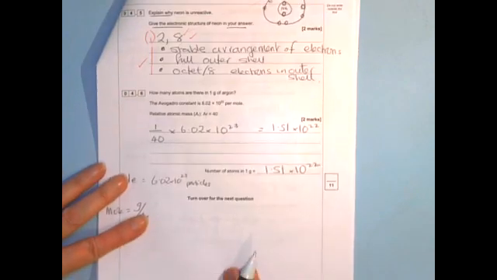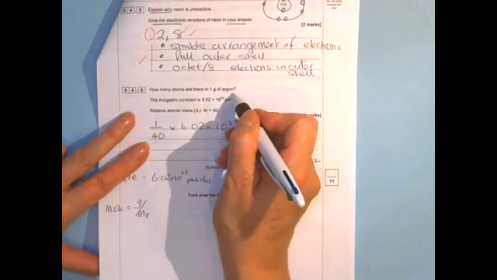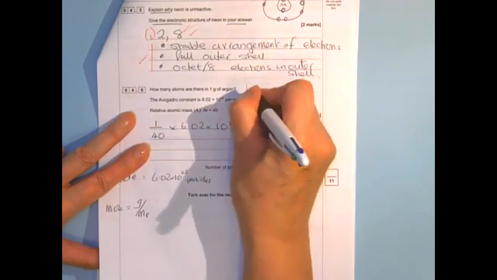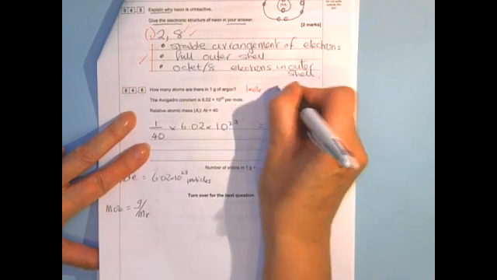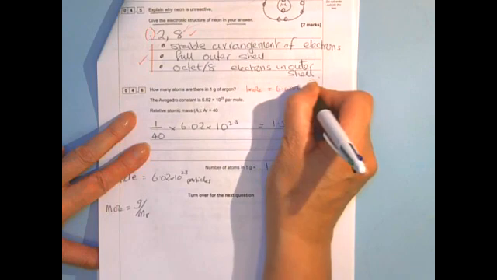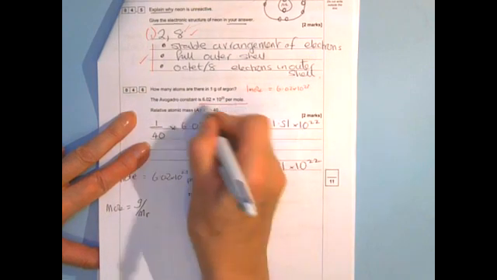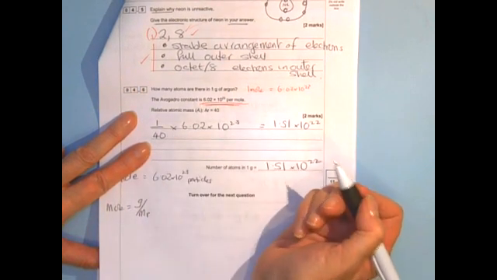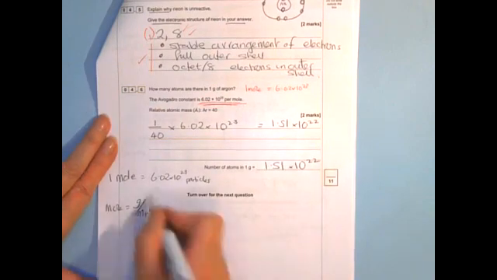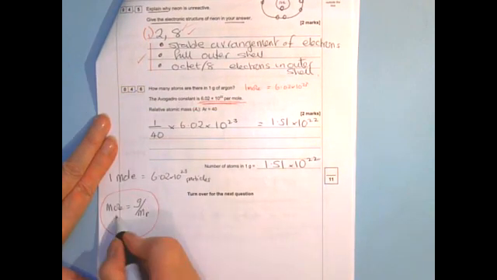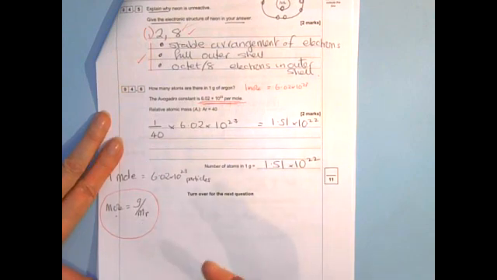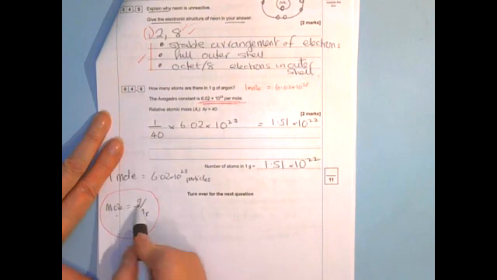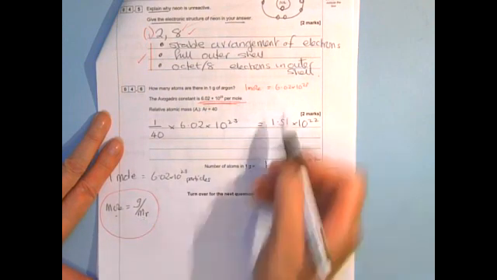4.6, how many atoms are there in 1 gram of argon? Well, we know that 1 mole is equal to 6.02 times 10 to the 23, because it tells us here. Okay, so we need to work out moles. Moles is grams divided by molecular mass. So Mr, mass, moles if you want to do a triangle, but the number of moles is grams divided by molecular mass.